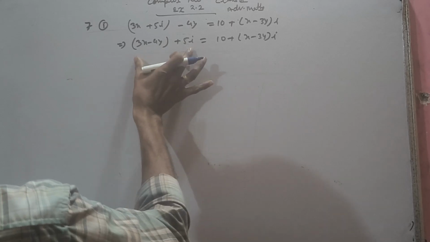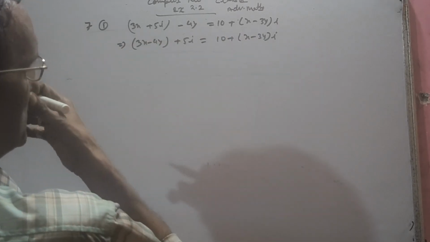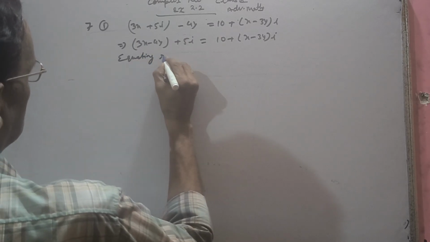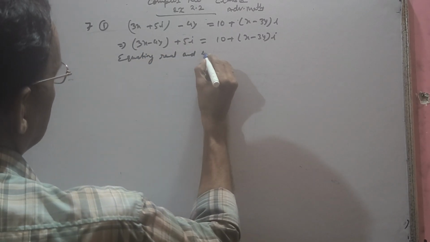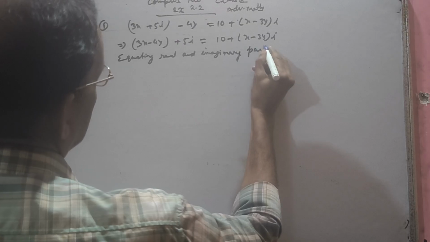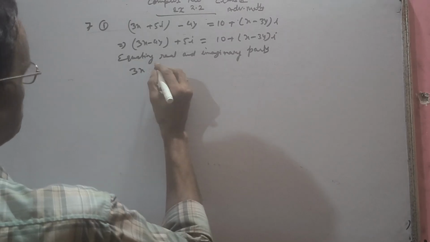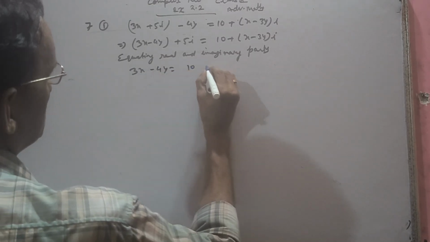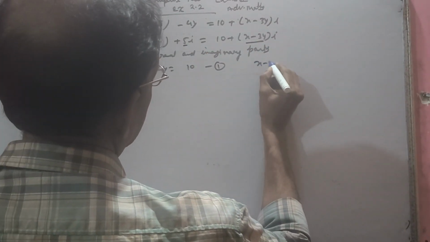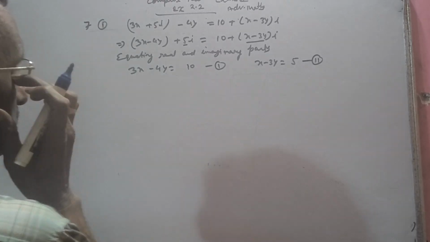Now see, two complex numbers are equal if and only if their real parts are equal and imaginary parts are equal. So you should write here, equating real and imaginary parts. How much will we get? Real part: 3x minus 4y is equal to 10, this will be equation 1. And imaginary part: x minus 3y is equal to 5. This is equation 2.